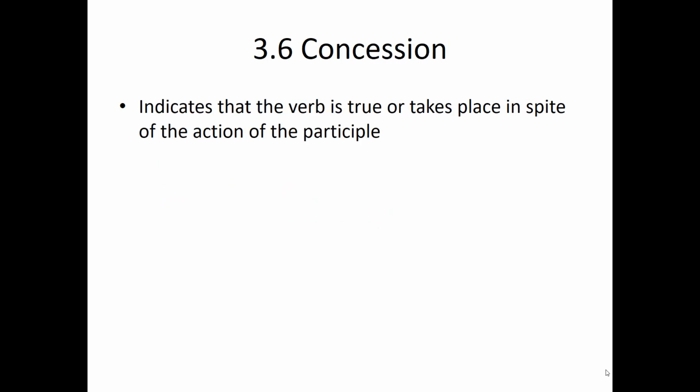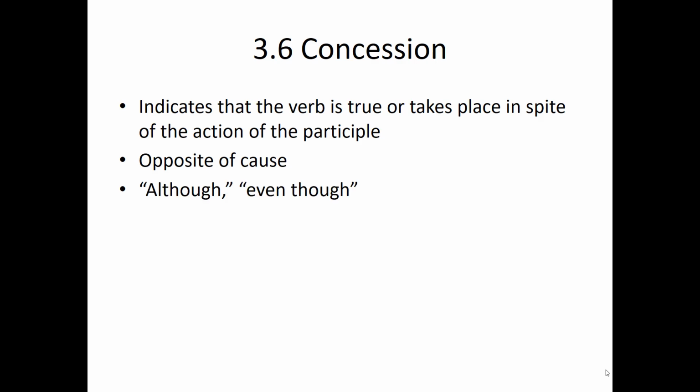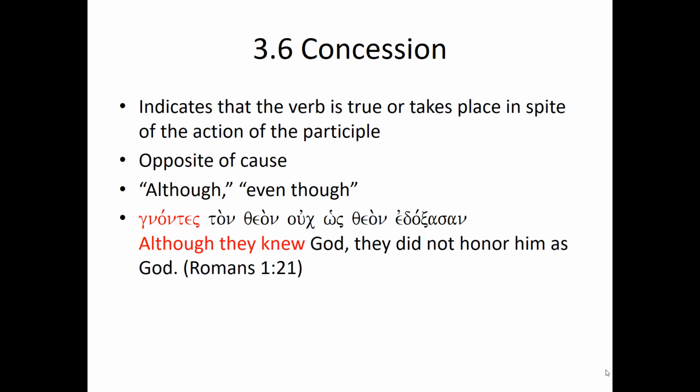There's also a participle that can do an although idea. We would call this concession. The verb is true or takes place despite the action of the participle. This is the opposite of cause. It's not because, it's although or even though. Romans 1:21 is a good example. Gnantes ton theon, uk hos theon edoxason. Although they knew God, they did not honor him as God. Even though they knew it, they did not give him glory.